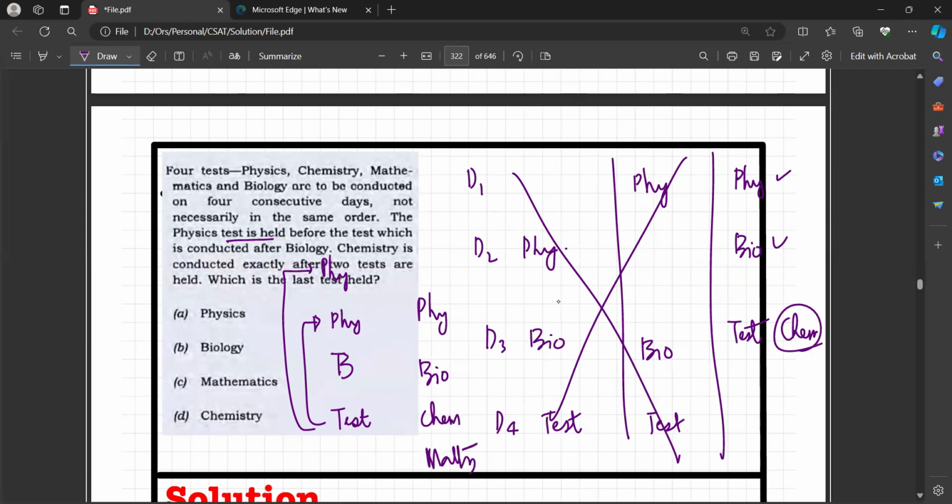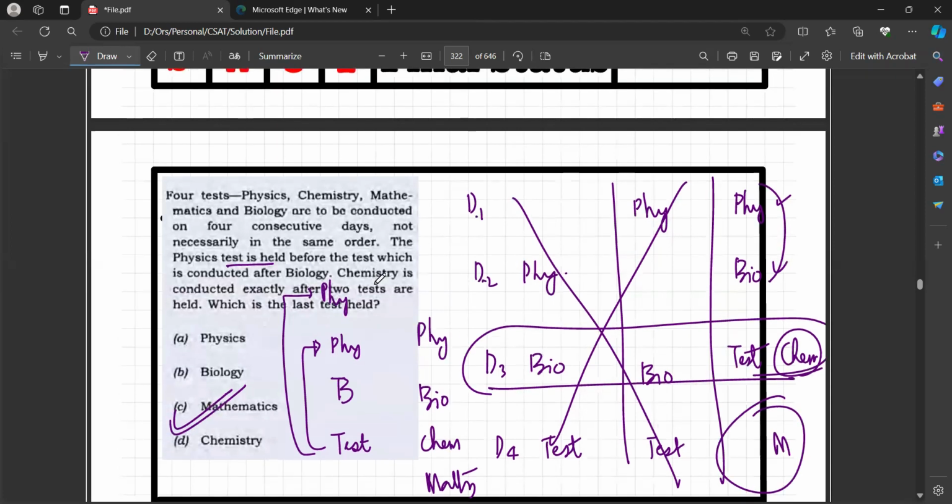What is the last test? The last test is maths. Got it? Because it says chemistry is conducted exactly after 2 days. Exactly after 2 days, chemistry is done. So the third is occupied. The physics-bio link was already made. This one would be maths. So proceeding to the next problem.